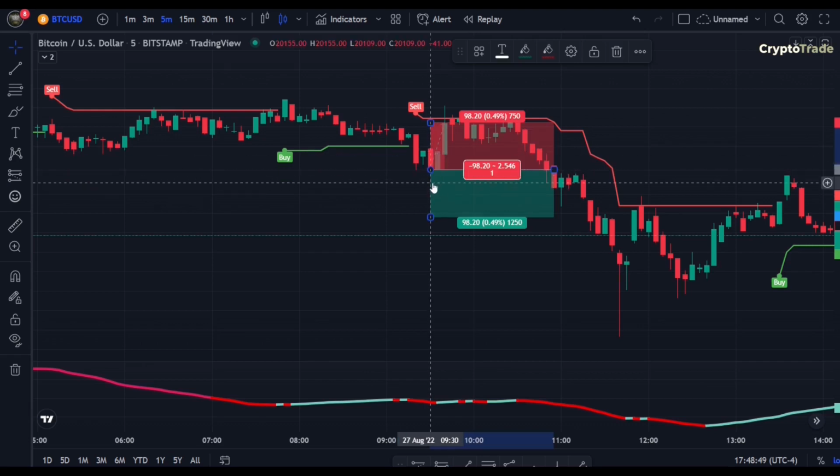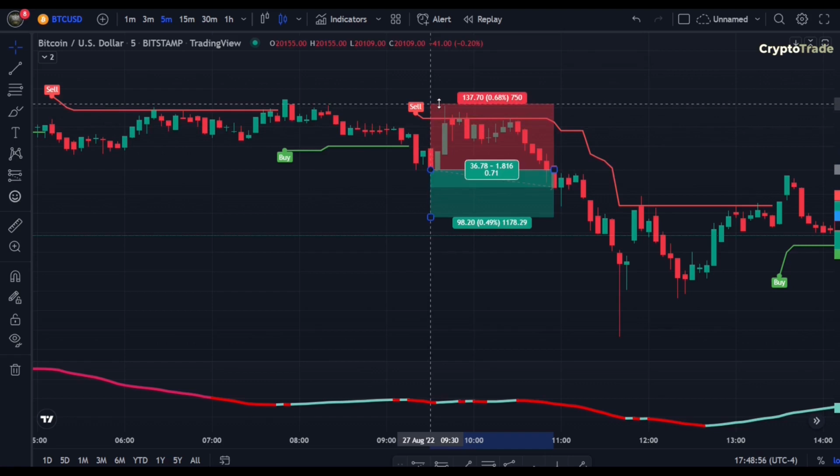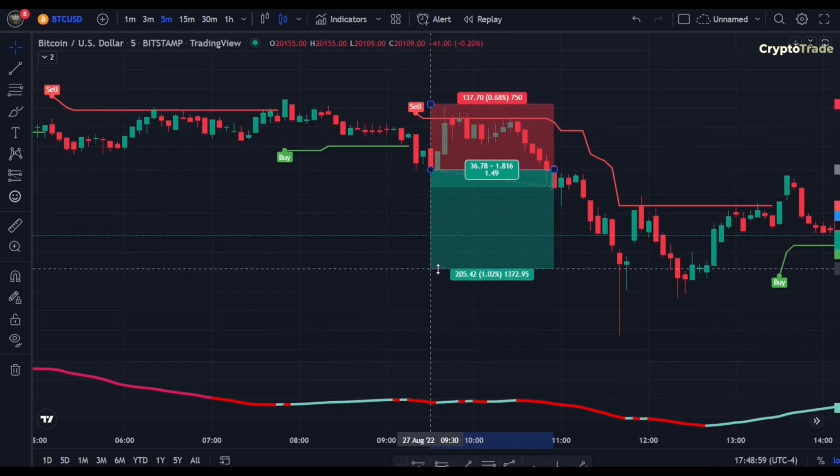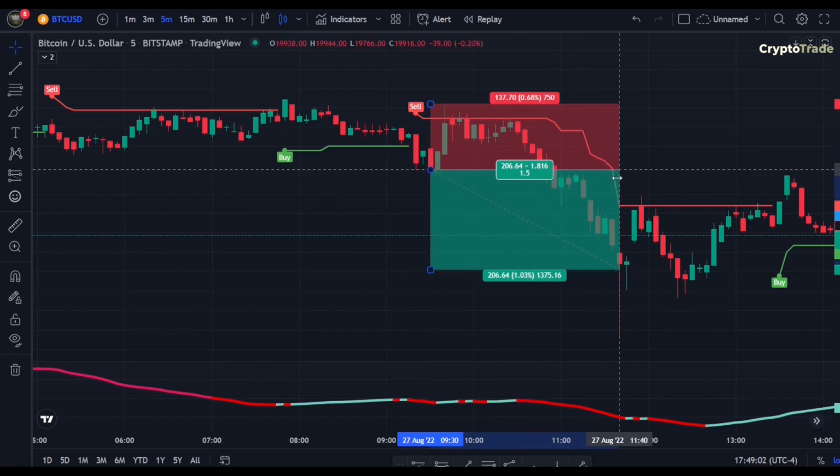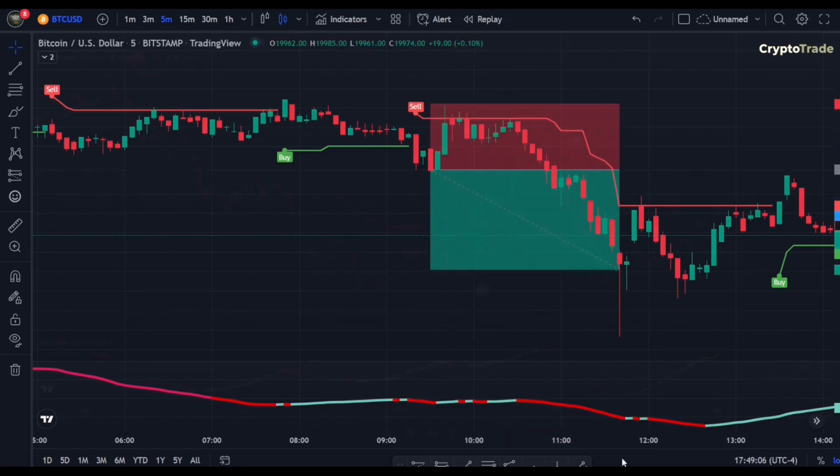If these conditions are met, then place a sell order at the close of the red candle. Place the stop loss above the nearest swing high. The risk to reward ratio will be set to 1 to 1.5. I hope you have understood the selling strategy.